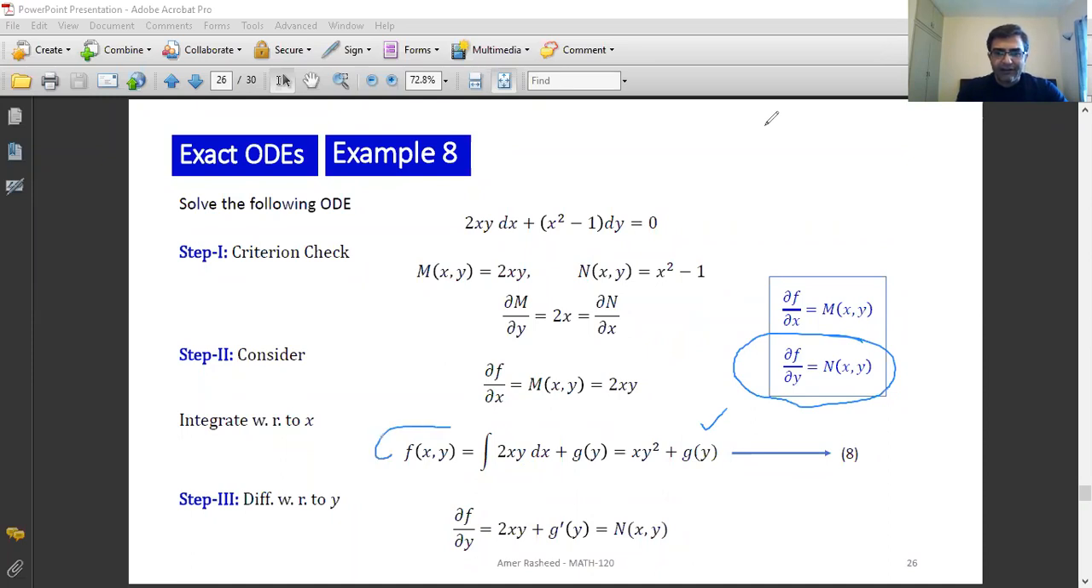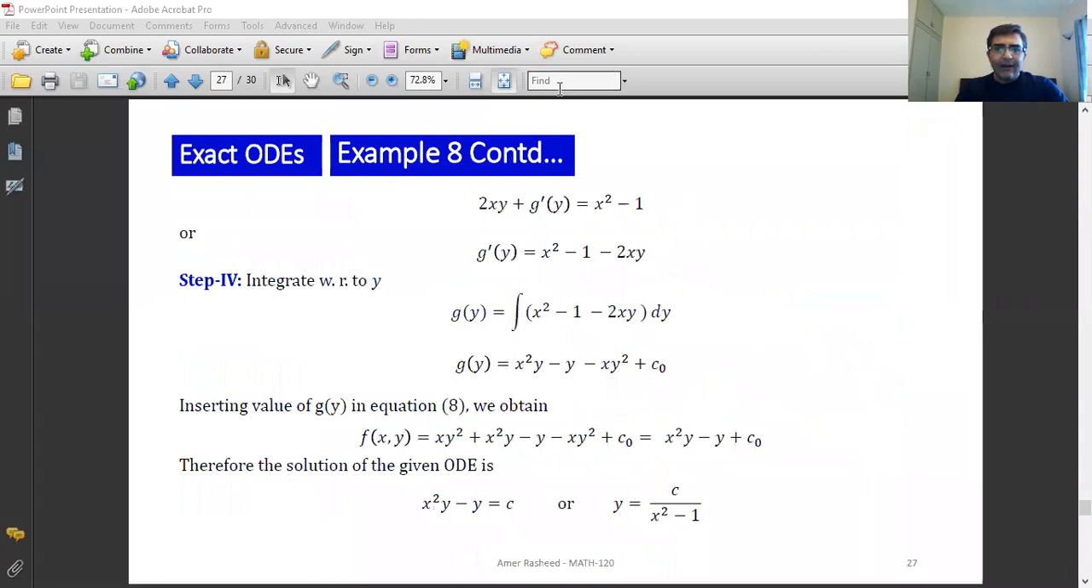Now our purpose is to find this g of y by using the second condition, partial f over partial y. If we take the partial derivative of f with respect to y, it becomes partial f over partial y. And then by using this equation, partial f over partial y is equal to n of xy. Now what is n of xy? N of xy is given as x squared minus 1. So we can put this equal to x squared minus 1. Now we go to the next slide. Basically, 2xy plus g dash of y is equal to x squared minus 1.